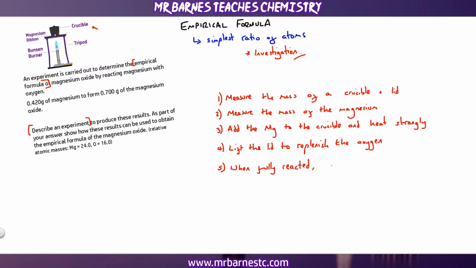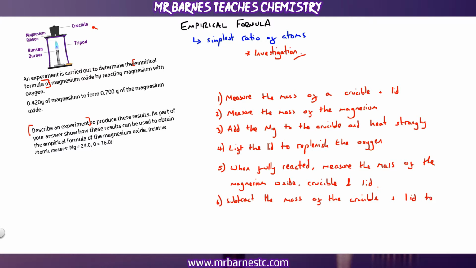So when it's fully reacted and turned into white powder, you need to remeasure the mass of the magnesium oxide, crucible and lid, and then take away that mass that you measured out in step 1, so subtract the mass of the crucible and lid, and that tells you the mass of your magnesium oxide. So those are the 6 steps.